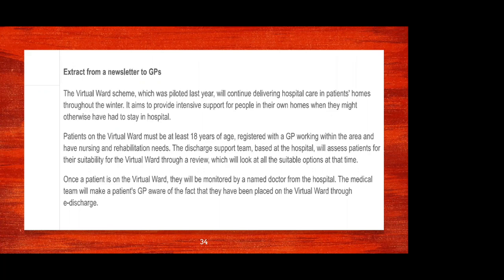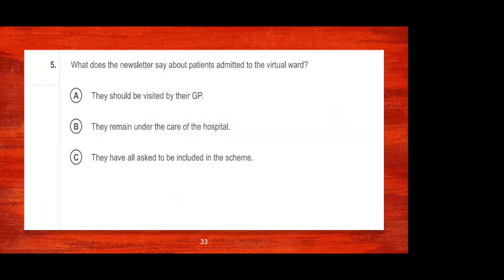Understood? Okay, ma'am. So the C option is they have all asked to be included in the scheme. No, nobody is asking anybody to be included in the scheme. So that is not explained. So I think we can delete C also, isn't it? Yes. Okay. And first option, did you understand? Why did we delete? B was confusing, deleted. C is confusing.